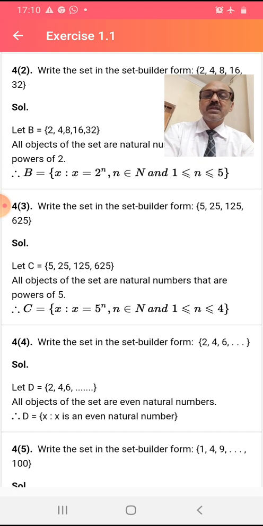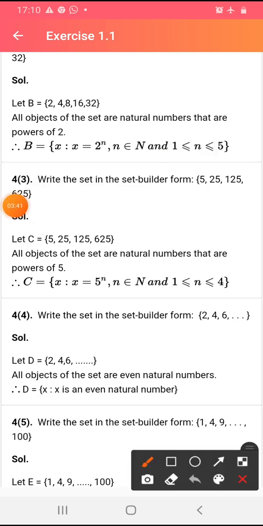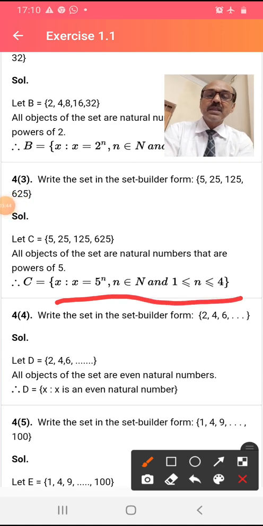Next, write the set in the set builder form: 5, 25, 125, 625. Okay, so 5 squared is 25, 5 cubed is 125, 5 to the power 4 is 625. That means powers of 5. So we can write 5 to the power n. Its set builder form is x such that x equal to 5 to the power n, and n means 1 to 4, so 1 less than or equal to n less than or equal to 4.